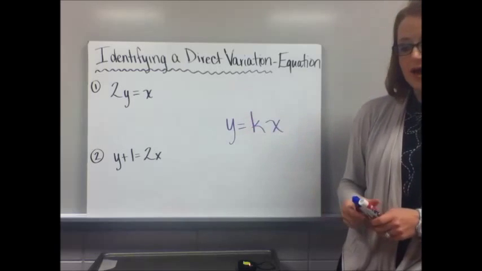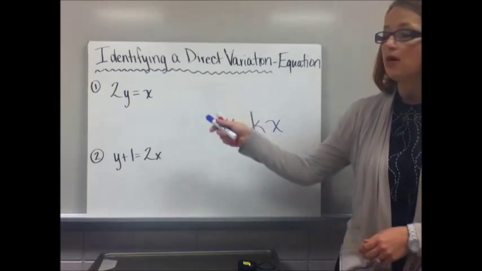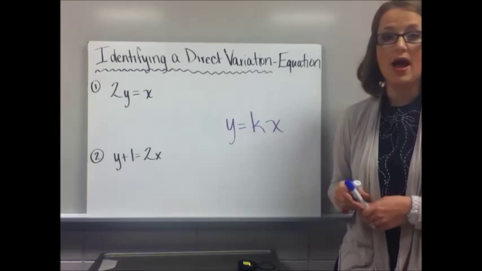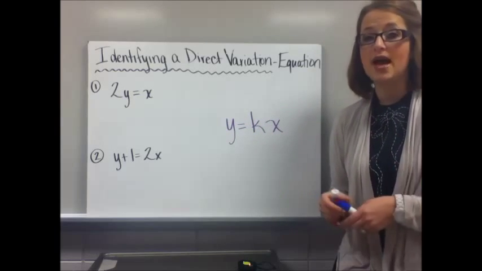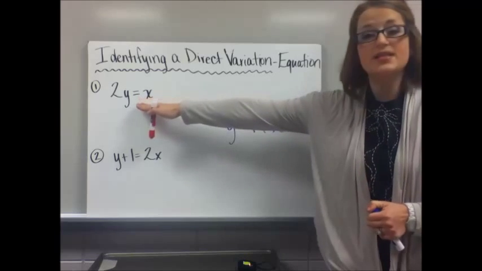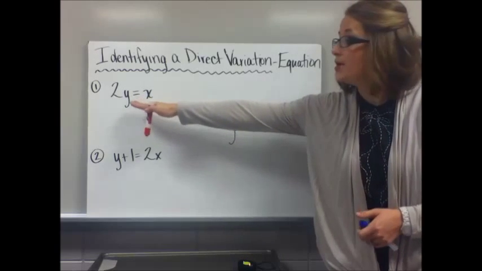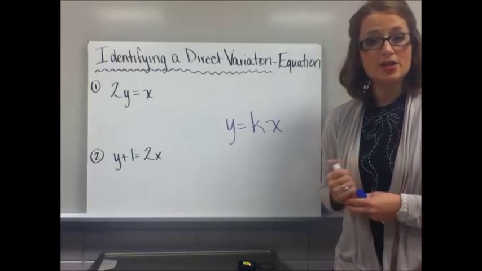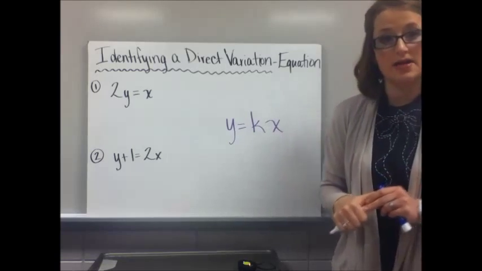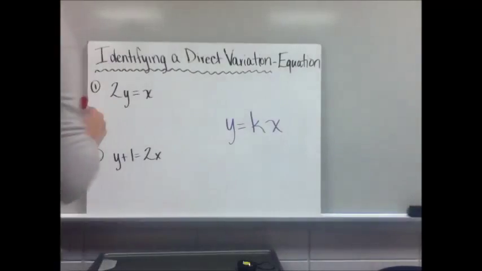So on number one, y equals 2x. If we're wanting to solve for y, we're wanting to isolate y. How do we do that? We undo what's happening to the variable. So what's happening to y? It's being multiplied by 2. I undo multiplying by 2 by dividing by 2 on both sides.